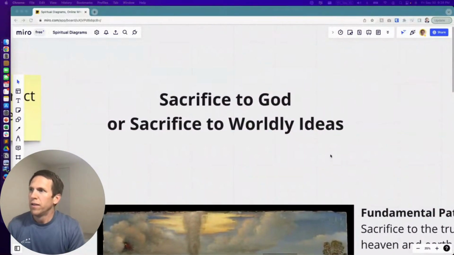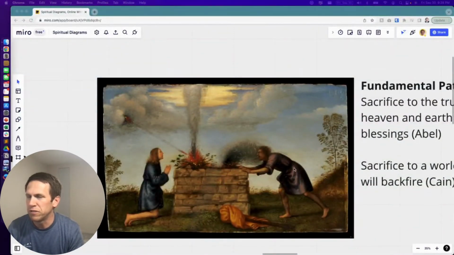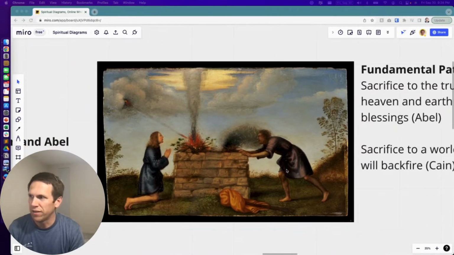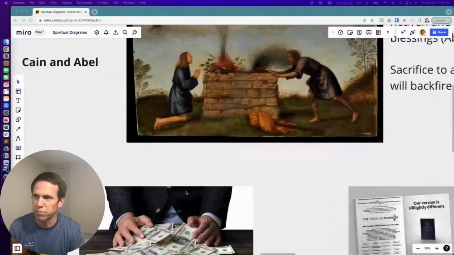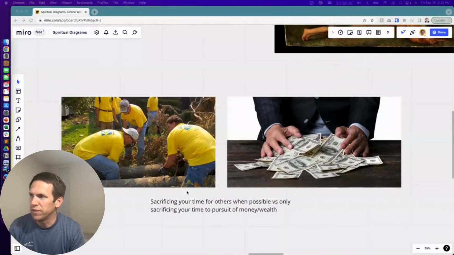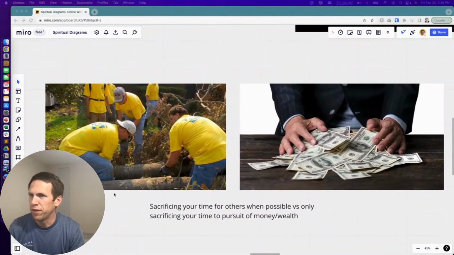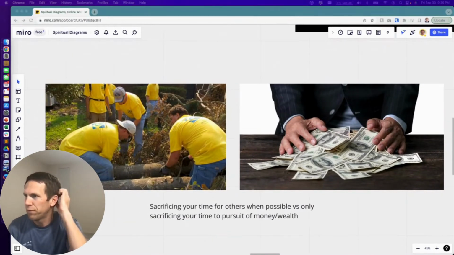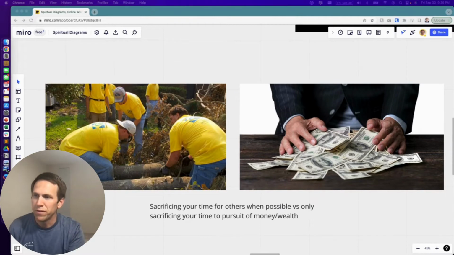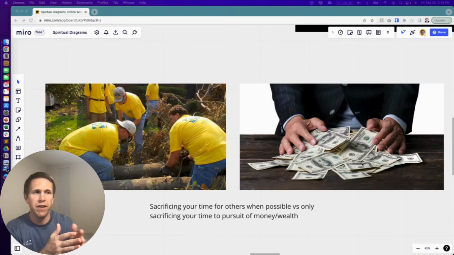So you can sacrifice to God, or you can sacrifice to worldly ideas. Cain's story would suggest it's not a good idea to sacrifice to worldly ideas because they are a lesser God. Abel's scenario would suggest you should sacrifice to the true God because it is the highest scenario. And a perfect example is you can do service on behalf of others, which is a total sacrifice of your time, effort, talents, and so forth for helping and serving others. Or you can sacrifice for your own gain, your own wealth. You can put yourself at the center of life and orient all of your attention around that.